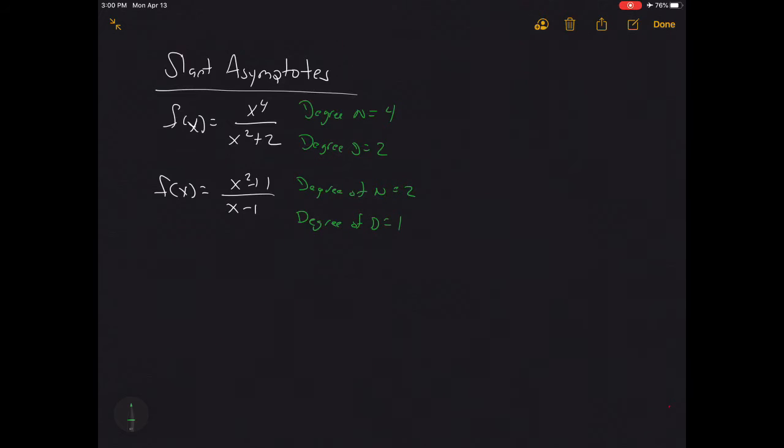And it doesn't matter. It could be x to the 6th on top and x to the 5th on the bottom. As long as the degree of the numerator is exactly 1 higher, you will have a slant. So this one has a slant. That one does not have a slant asymptote.